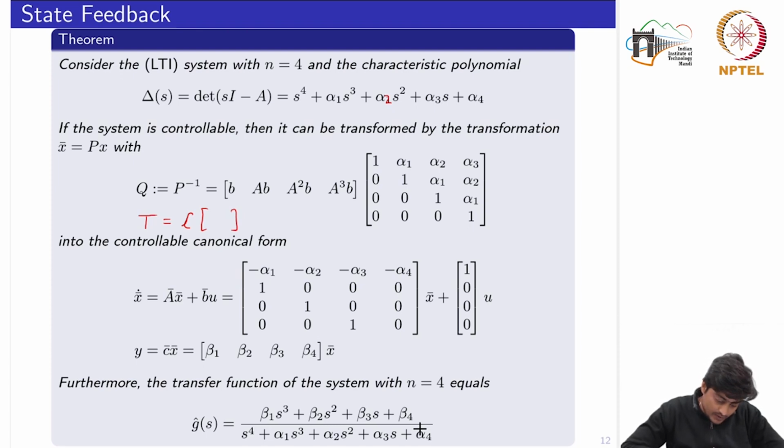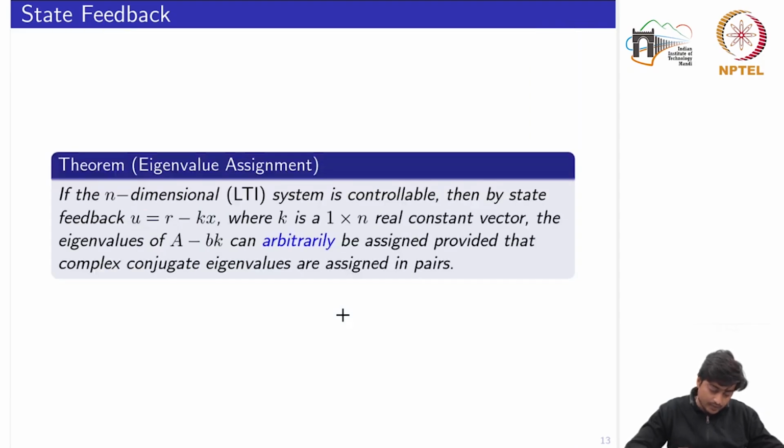Okay, so we won't see the proof of this theorem, because we have already discussed it during the tutorial. First of all, we need to show that this Q or P matrix is non-singular, and it would definitely transform into this controllable canonical form, which we had seen many times earlier. But based on that, this is the most important result, where we are actually designing a controller.